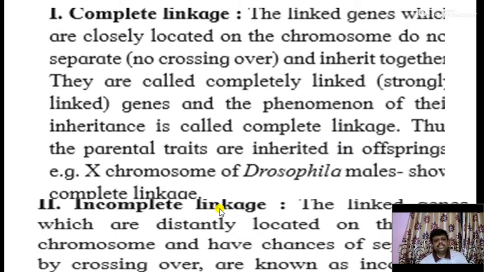While in incomplete linkage, the linked genes are distantly located on the chromosome and have a chance to segregate by crossing over, and this is known as incomplete linkage. So these two terms are opposite to each other. This is found in the X chromosome of Drosophila; males show incomplete linkage.